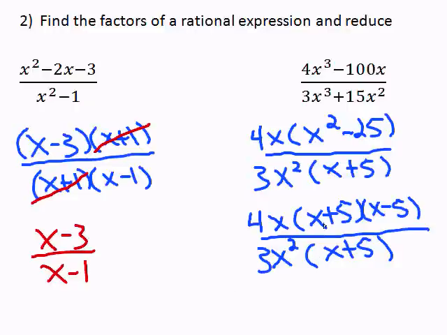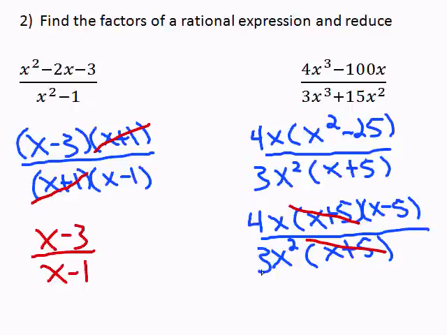The second expression, you notice both the top and bottom had common factors, so we could factor out the 4x, leaving us with x squared minus 25. And on the bottom we could factor out 3x squared, leaving us with x plus 5. X squared minus 25 was the difference of two squares, so we could factor that as x plus 5 and x minus 5. We notice there's an x plus 5 on both top and bottom, so we cross those out.